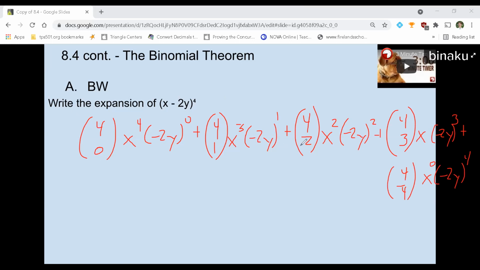That combination 4, 0, 4, 1, 4, 2, 4, 3, 4, 4 will tell you the coefficients from Pascal's triangle.